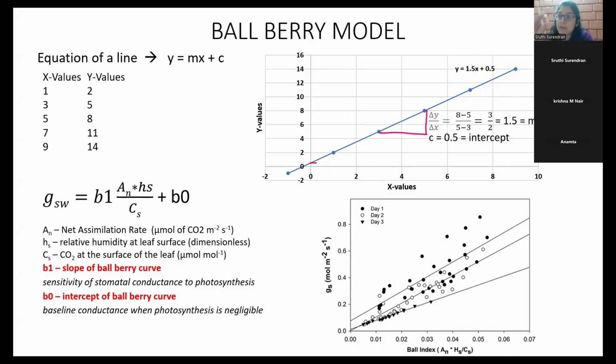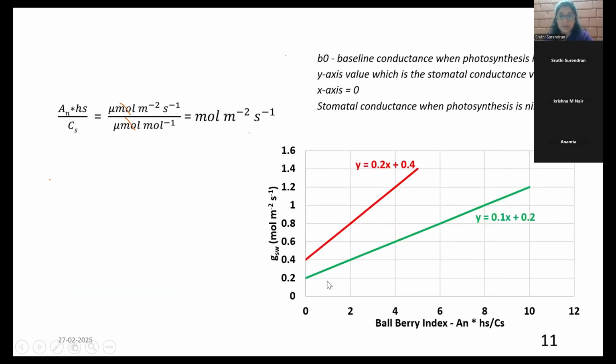And depending upon the value of that intercept, it will be high or it will be low. So if you see here, one line has a higher intercept and this line has a lower intercept. We can see that the stomatal conductance when photosynthesis is 0 is 0.4 for one, and 0.2 for the other. So this line will have more stomatal conductance even when photosynthesis is not taking place than this line. So this is going to lose more water in comparison to this line.